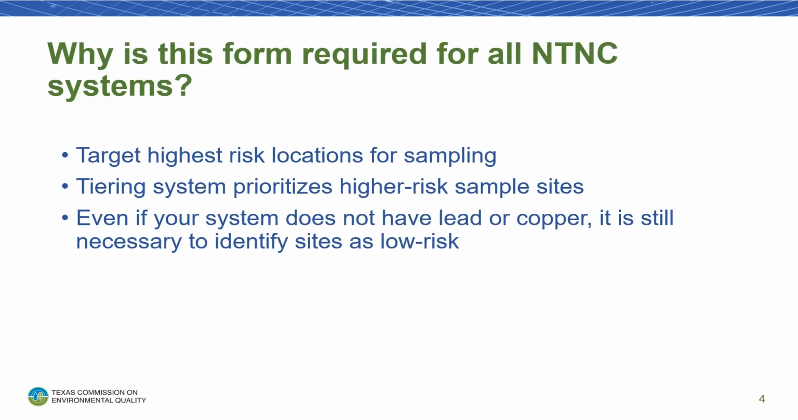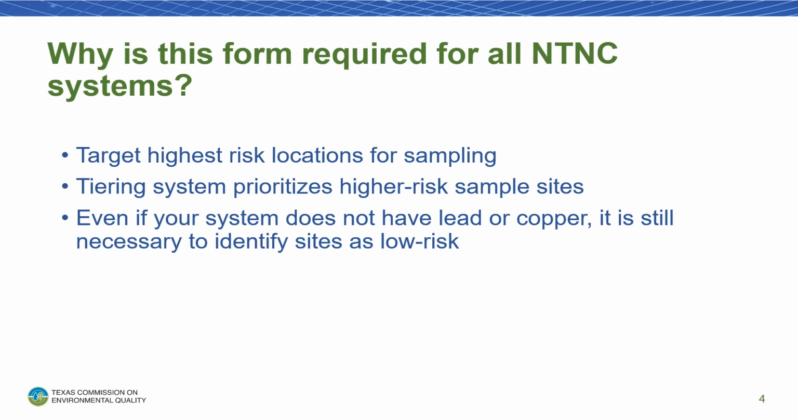The lead and copper rule requires that systems sample at locations that are more susceptible to high lead or copper concentrations. A tiering system was created to prioritize the use of higher-risk sample sites. TCEQ uses Form 20467 to identify which tiers your sample sites fall into.